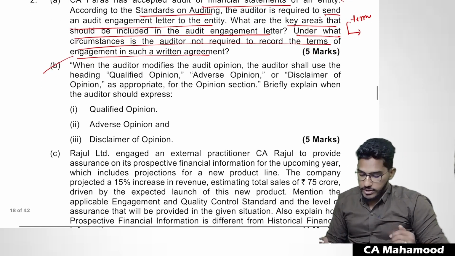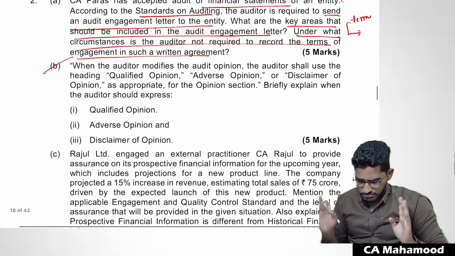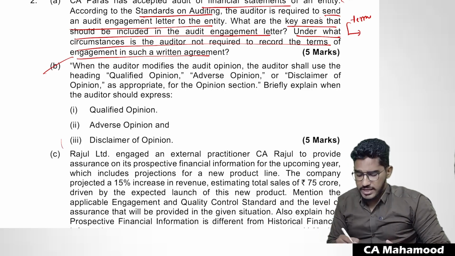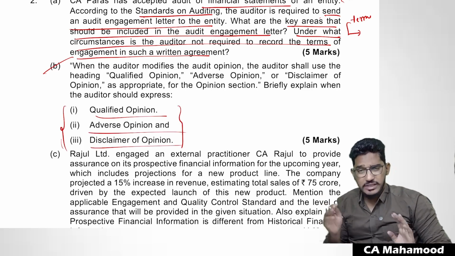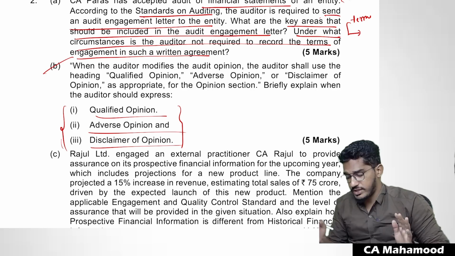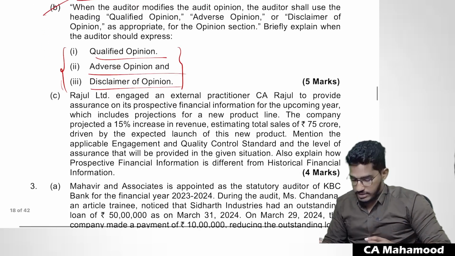Next question from audit reporting, straightforward question. I think I need not explain. They're only asking you to directly write the definition of qualified opinion, the definition of adverse opinion, the definition of disclaimer of opinion. Straightforward question. I think we need not waste our time here.